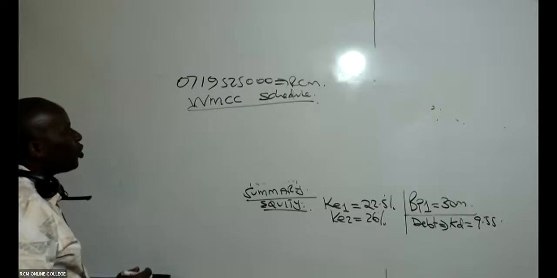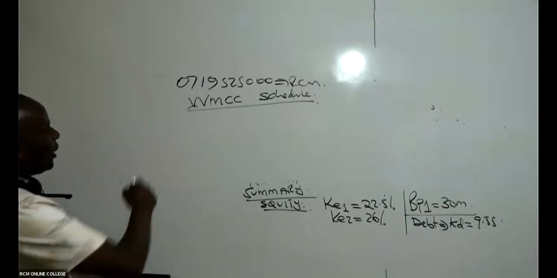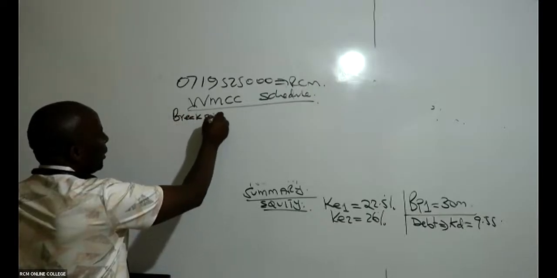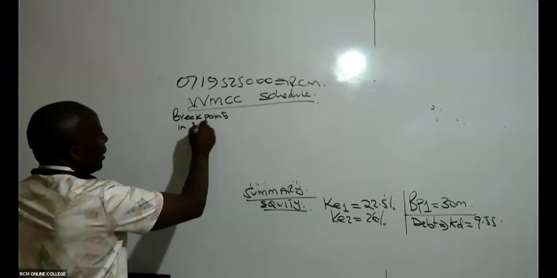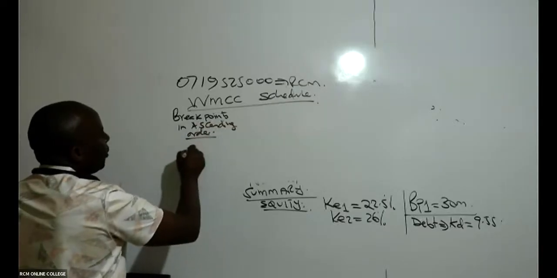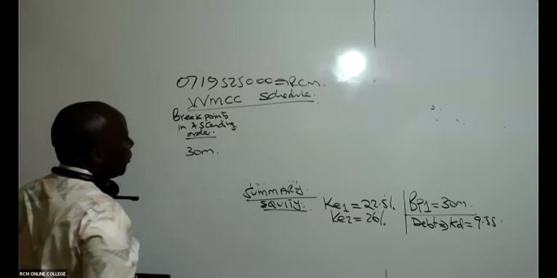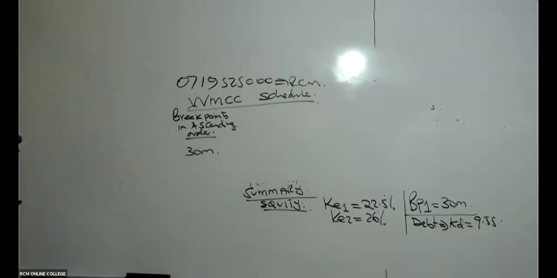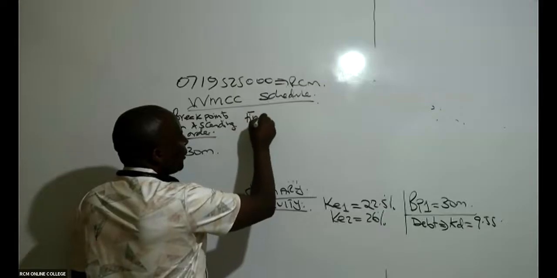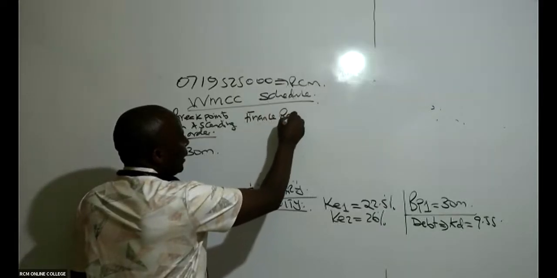So the weighted marginal cost of capital schedule. You shall give us breakpoints in ascending order. Fortunately, we only have one, which is 30 million. So from there, come and give us the finance range.